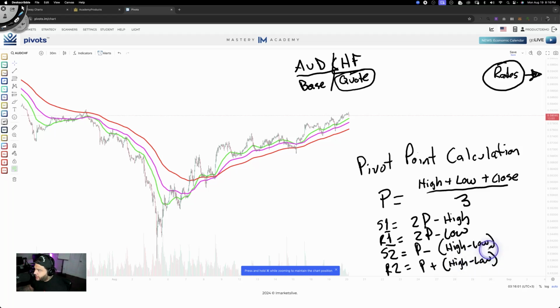All right, and so here is the calculations for this. Okay, so again, pivot point calculation. All right, this is how we find a pivot: high plus low plus close divided by 3. This is how we find the pivot. All right, support 1, here's the formula for that. Resistance 1, here's the formula for that. Support 2, and resistance 2. These are the formulas to do this.